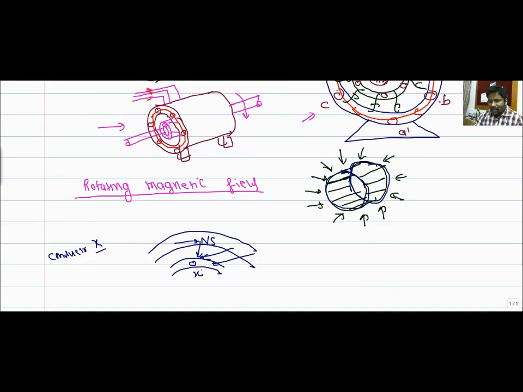then we can observe that conductor X experiences a change in flux at different intervals of time. Since this field is rotating in nature, it will generate a flux which can cut this conductor X at this point, similarly at this point. So if we consider the two points, point 1 and point 2, we can observe that there is a change in flux.